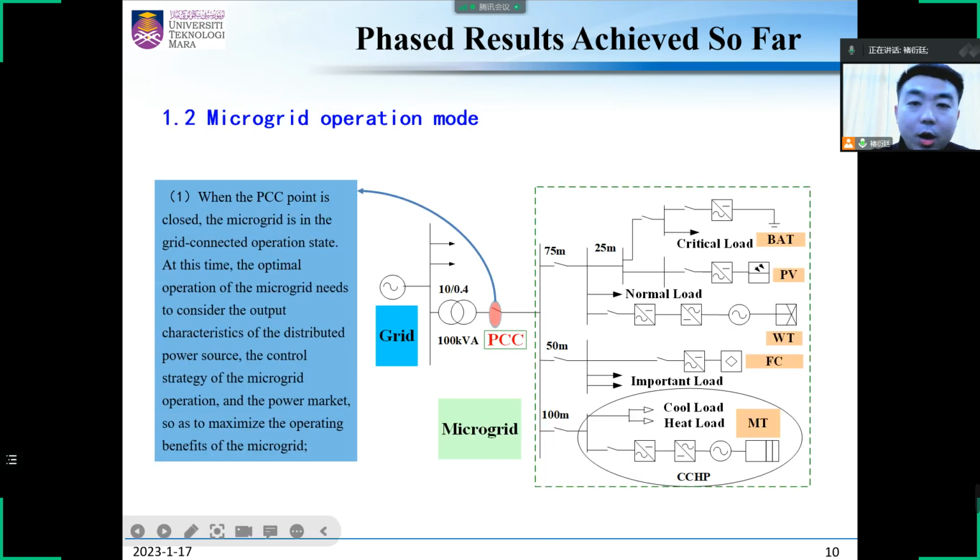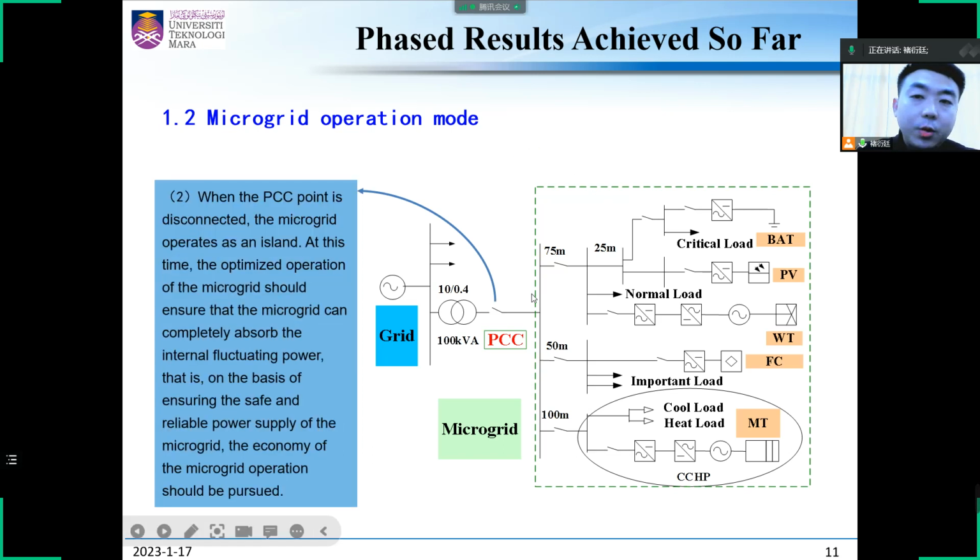And also, when the PCC, this one point, is closed, the microgrid is in the grid-connected operation stage. At this time, the optimal operation of the microgrid needs to consider the output characteristic of the distributed power source, the control strategy of microgrid operation, and the power market, so as to maximize the operating benefits to the microgrid. And when the PCC point is disconnected, we can see it operates as an island.